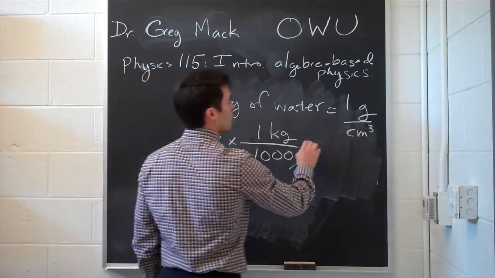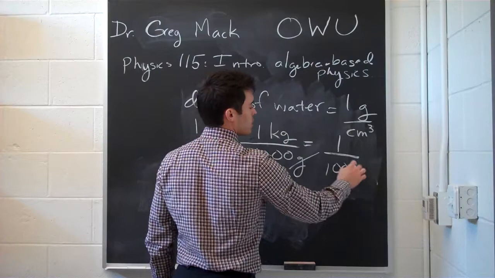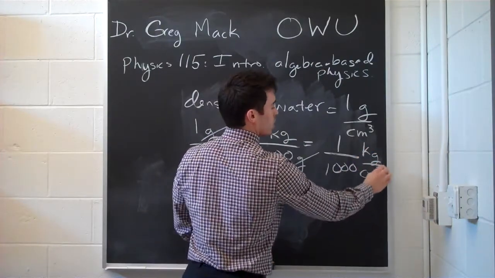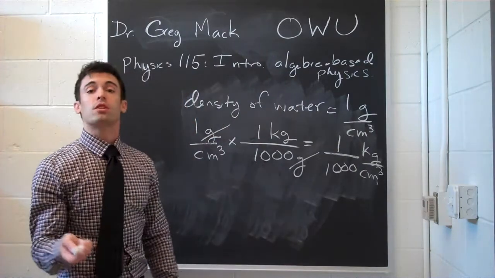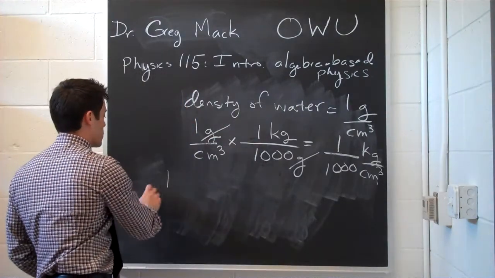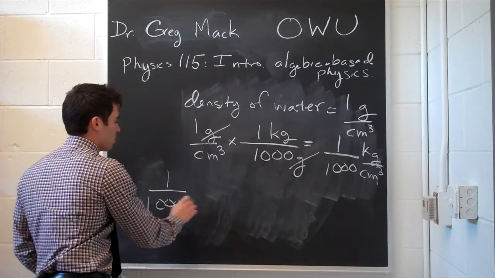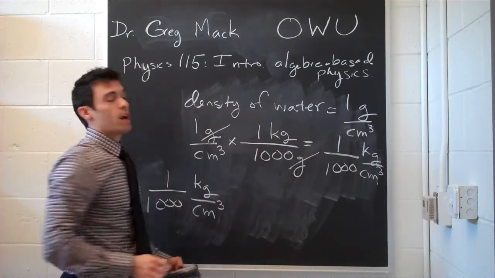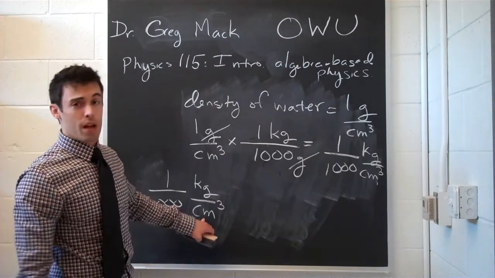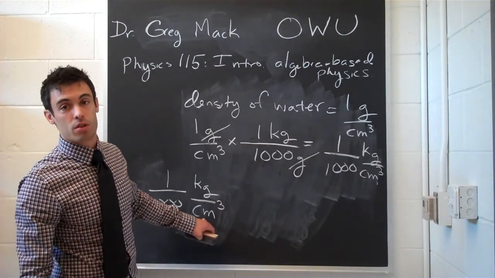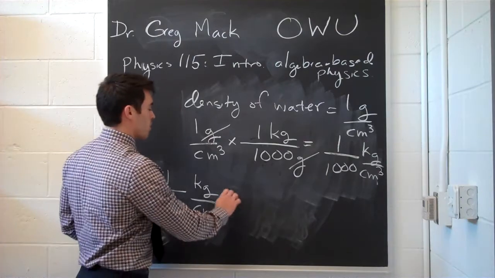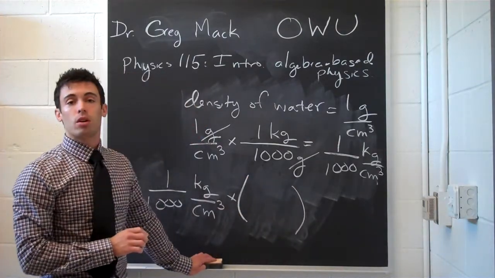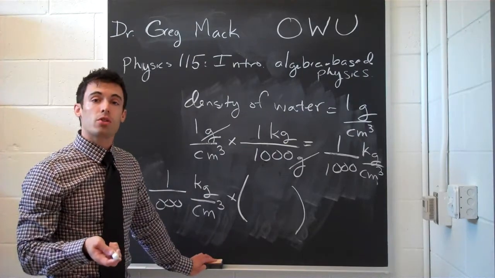So now we have 1 over 1,000 kilograms per cubic centimeter. But we want this in terms of meters. So we must change this again. And now we need meters down here, cubed, instead of centimeters down here, cubed. And so we would multiply by some conversion factor that has centimeters cubed in the top, so that will cancel, and meters cubed in the bottom.